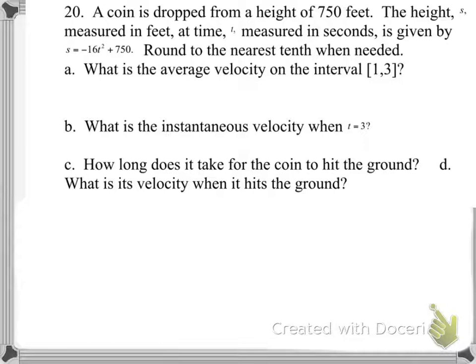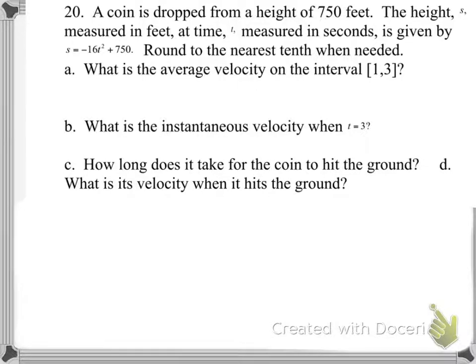In question number 20, we have 4 parts. So the initial question says a coin is dropped from a height of 750 feet. The height is measured in feet at time t, measured in seconds, is given by s equals negative 16 t squared plus 750. And they say to round to the nearest tenth when needed.